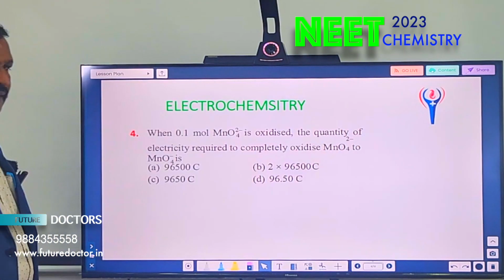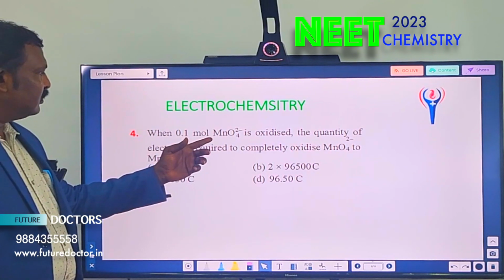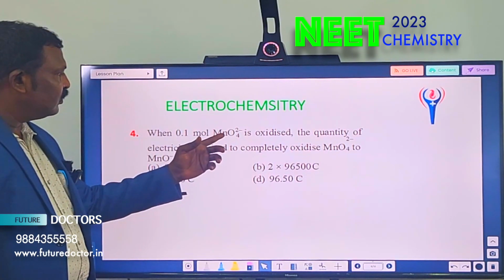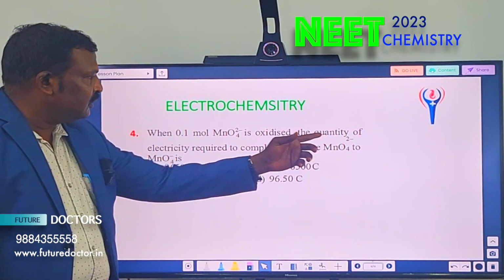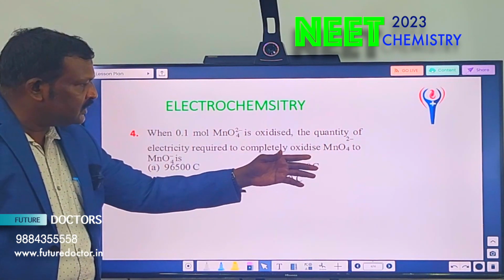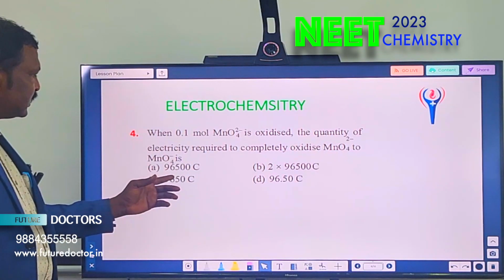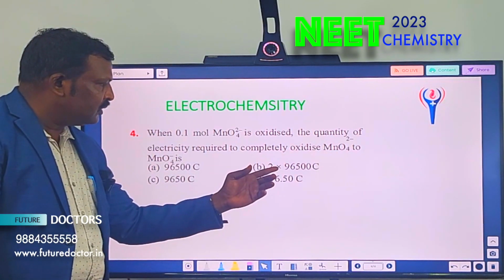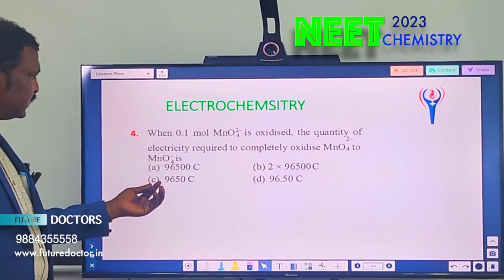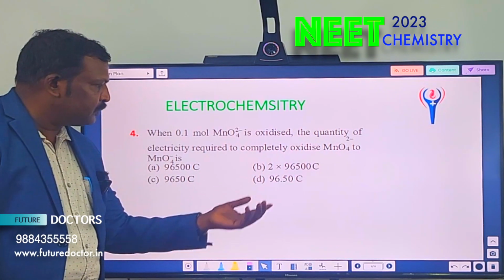Next one. Fourth one. When 0.1 mole of manganate, MnO4 2 minus, is oxidized, the quantity of electricity required to completely oxidize MnO4 2 minus to MnO4 minus is dash. Option A 96500 coulomb. Option B 2 into 96500 coulomb. Option C 9650 coulomb. Option D 96.50 coulomb.